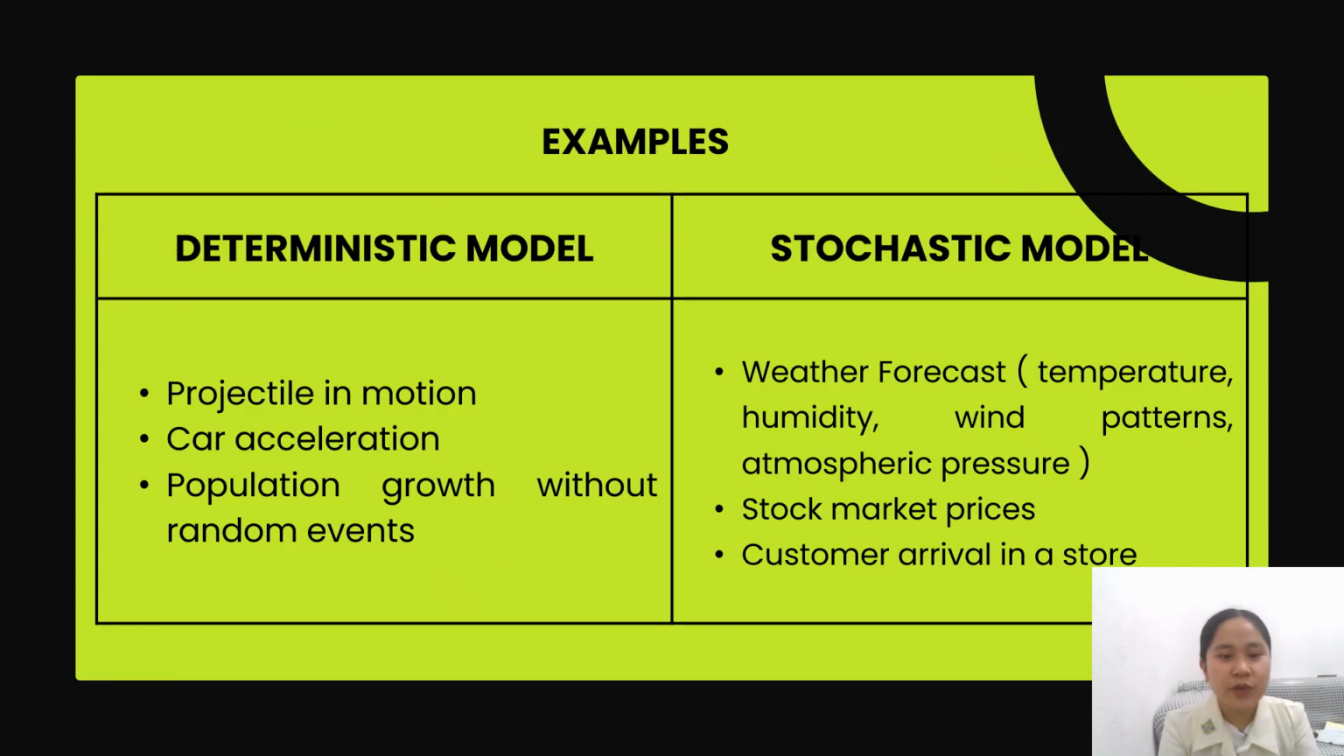Deterministic model: projectile motion, car acceleration, population growth without random events. Stochastic model naman: weather forecast, which includes temperature, humidity, wind patterns, atmospheric pressure. Next is stock market prices, customer arrival in a store. Nakita naman natin yan.